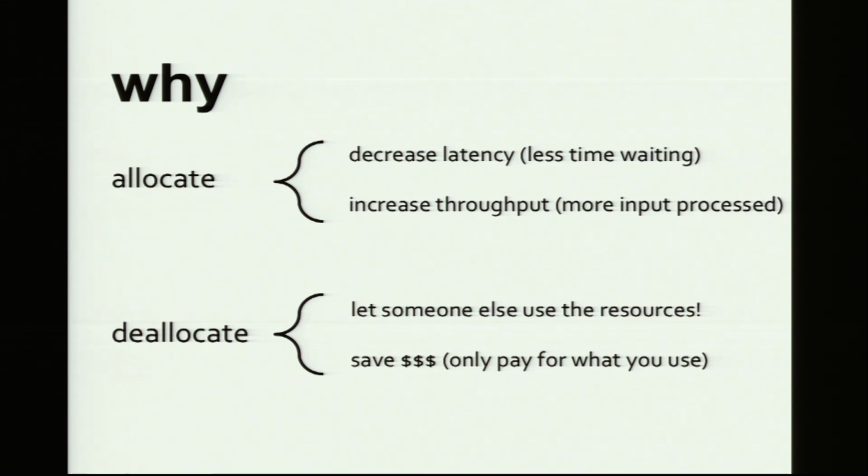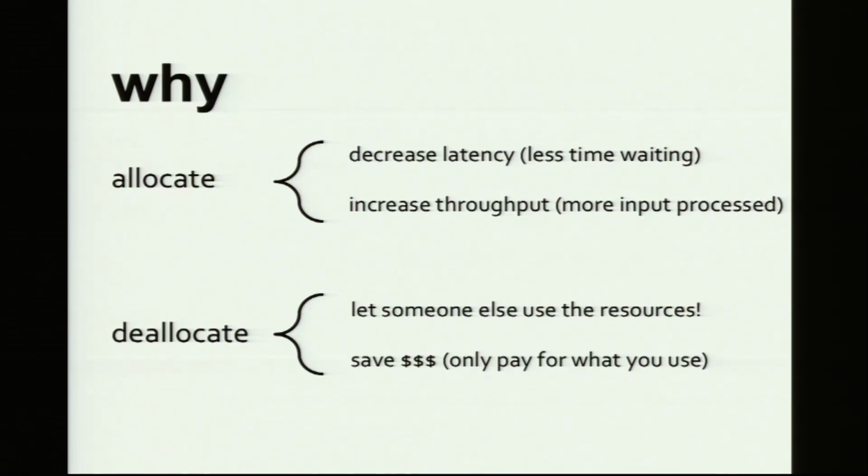Okay, so why do we care about elasticity? Why do we care about allocating more resources? Well, first, because if we can allocate more resources, we can decrease the latency for our users or our requests. They spend less time waiting. Or we can increase the throughput. One of the examples that I showed earlier was having something like Hadoop be able to scale up and use a bunch of available resources that were not being used by Rails. And that means we could actually process our Hadoop jobs even faster.